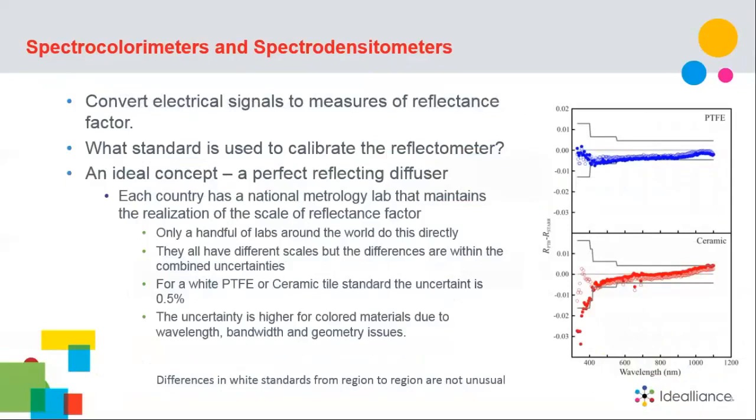So here are some examples that I've captured for you. Each country has a national metrology lab that maintains all of the scales. So they have a specification of how long is a meter, how fast is a second, how much charge is in a volt, and so on and so forth. But they also have scales for reflectance. What is a diffuse reflectance? So they have two different materials they typically use.